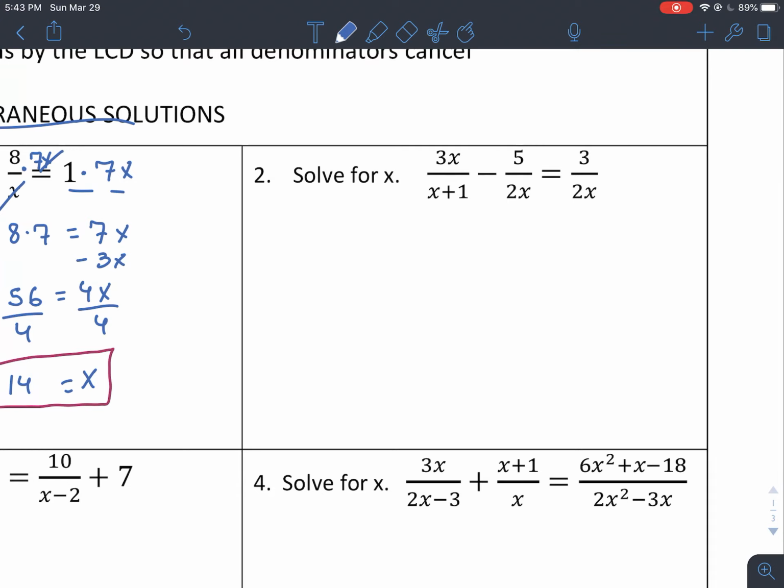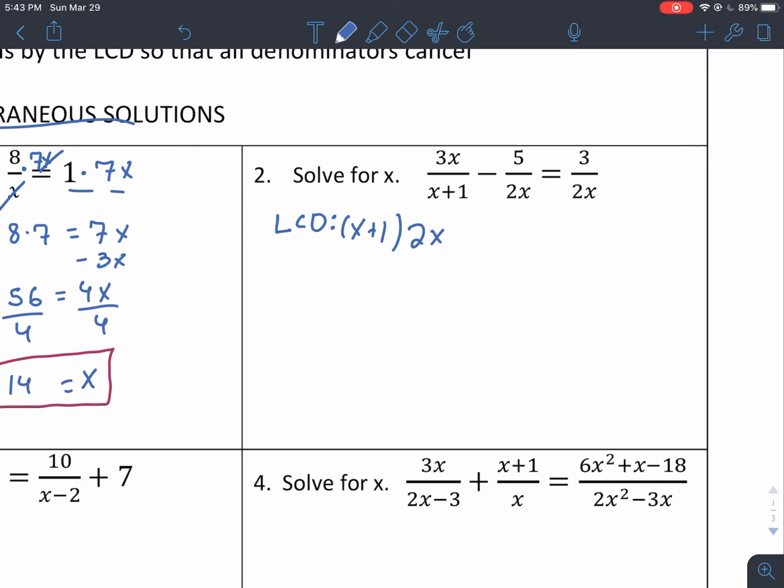So let's take a look at this next one, guys. It says 3x over x plus 1 minus 5 over 2x equals 3 over 2x. So we always start with the least common denominator first. Least common denominator, everything in the bottom. So x plus 1 shows up one time, so we have x plus 1. 2x shows up one time, so that's multiplied by 2x. And then there's another 2x here, but 1 2x is the maximum number of times it shows up in the bottom, so we only need 1 2x in the least common denominator.